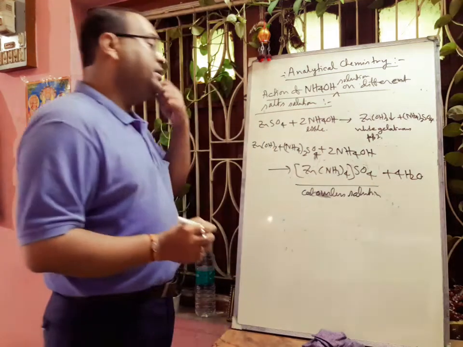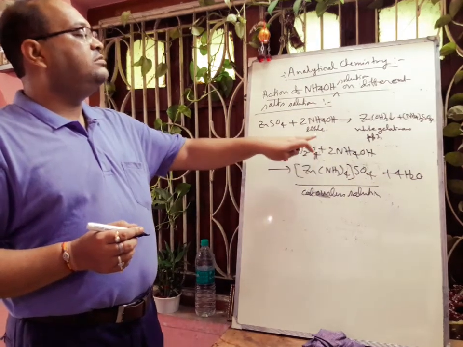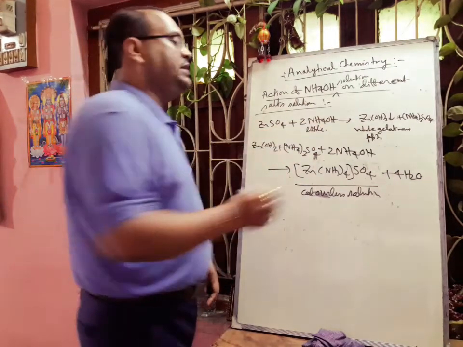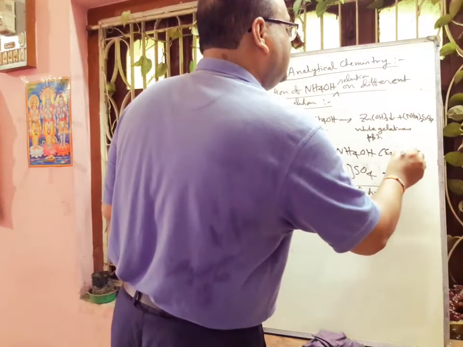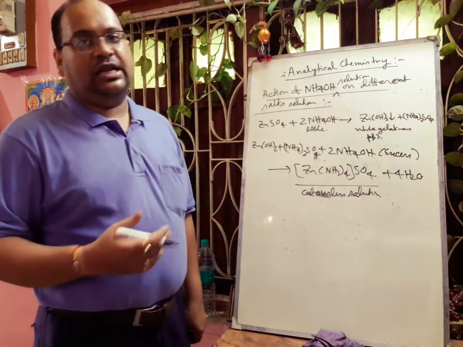So in this way, we can easily understand one thing, that whenever we are using a little, then there will be formation of zinc hydroxide, that is a white gelatinous precipitate. But whenever we are adding excess, then the precipitate will dissolve and it will form a colorless solution.